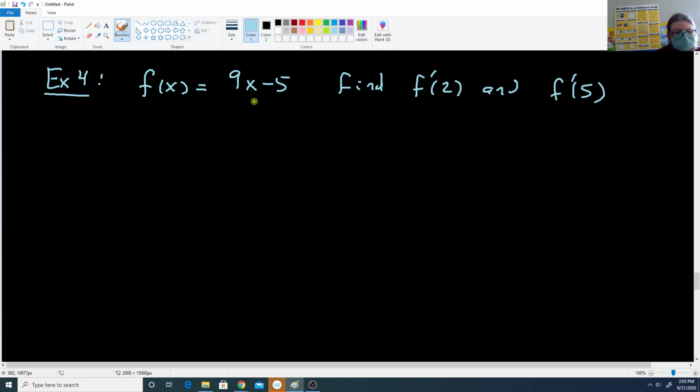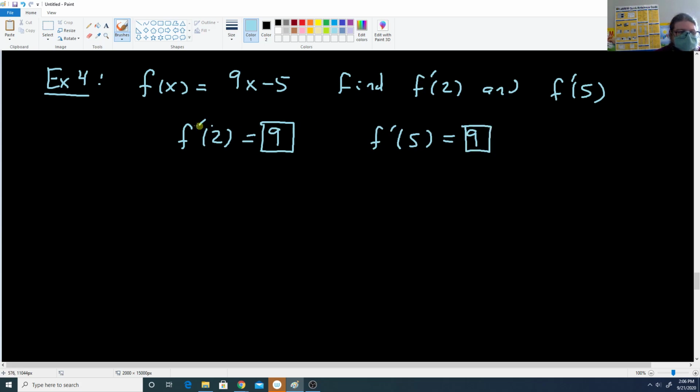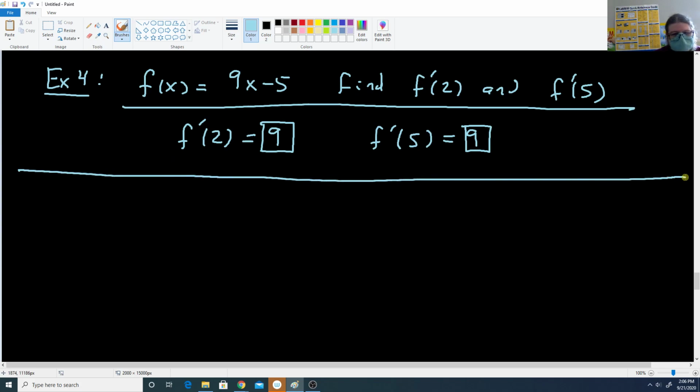Well, this is a linear function. It's y equals mx plus b form. So the derivative at any a of a form like that is just the slope. So f prime of 2 is just going to be 9, and that'll be the same thing as f prime of 5. That will also be 9. The slope of the line, it's the m from the y equals mx plus b form. And that's really all there is to that example. So that one's pretty quick.